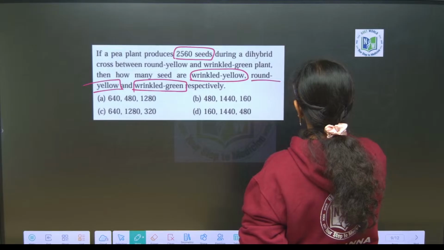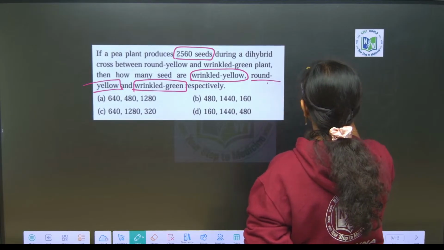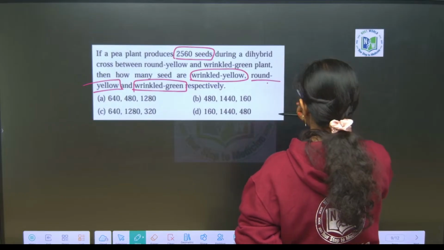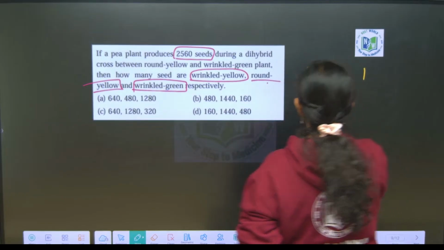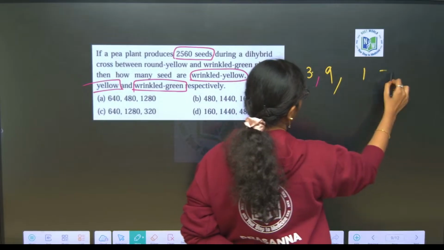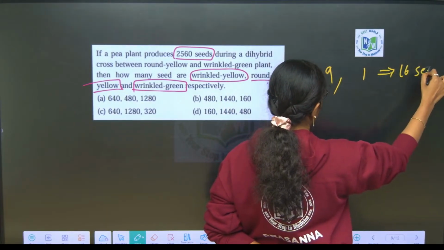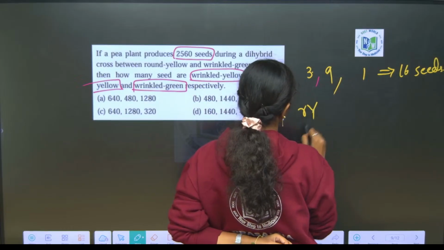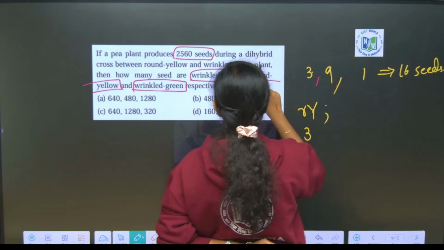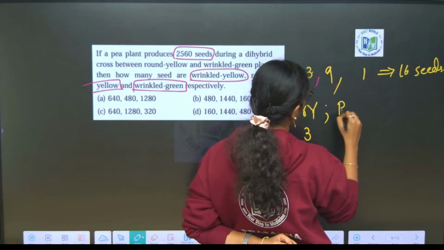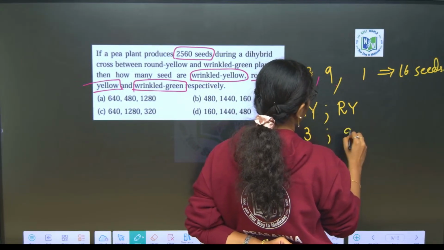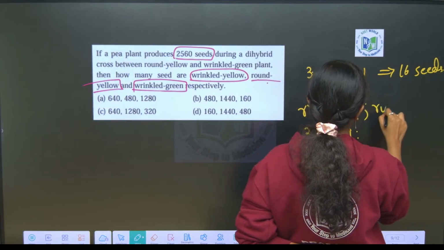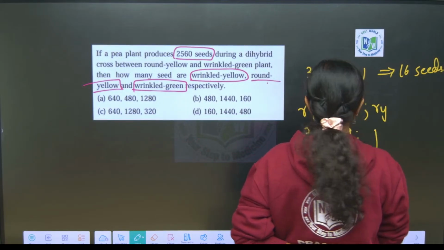Wrinkled and yellow will be 3, round and yellow will be 9 and wrinkled and green will be 1. So, it will be a total of 16 seeds. Wrinkled and yellow will be 3, 9 are round and yellow, and one is wrinkled and green. Wrinkled and green is 1.